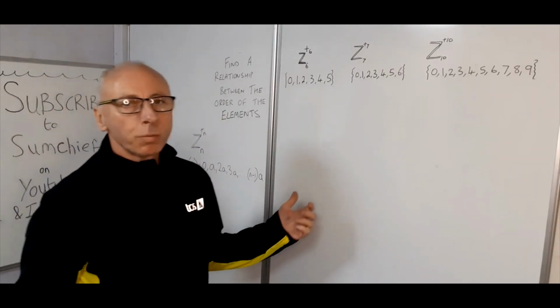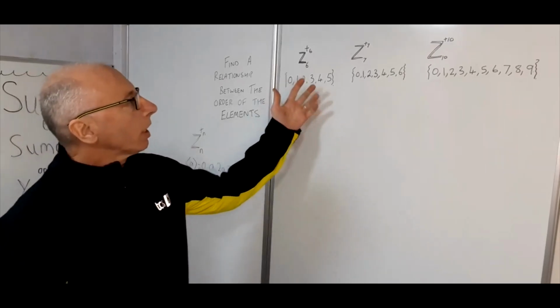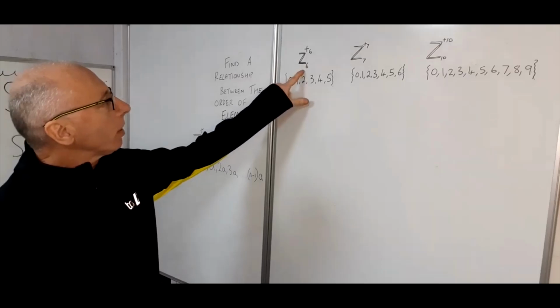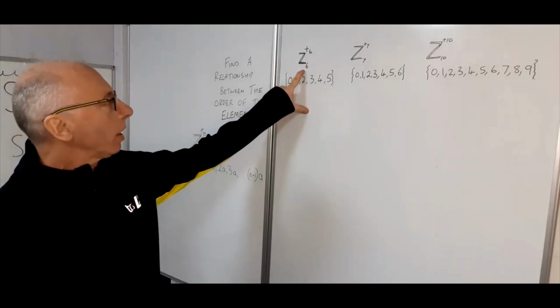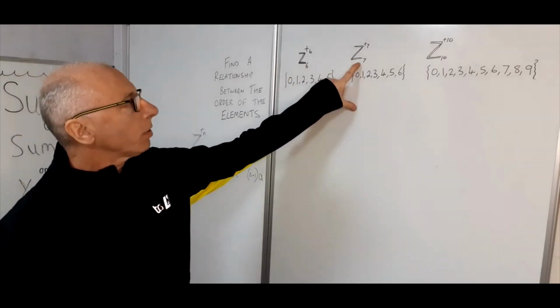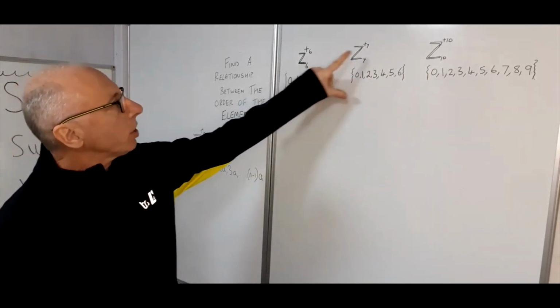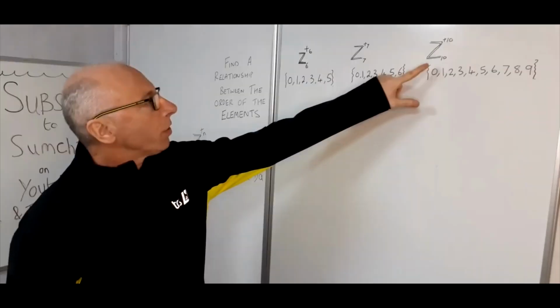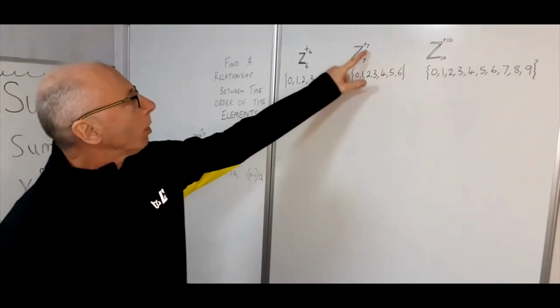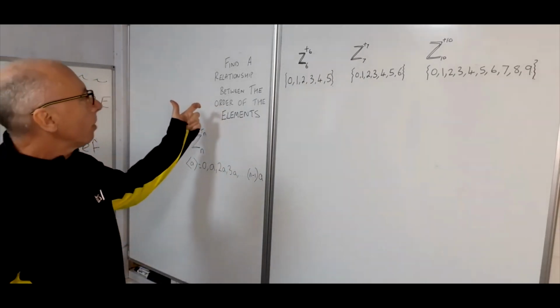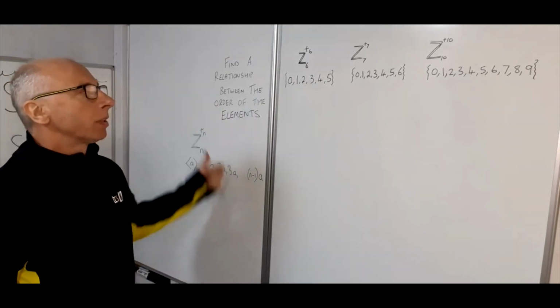Okay, so we're going to do some group theory. We're going to look in particular at these three groups, and each group is the integers 0 to 5, 0 to 6 and 0 to 9. Each one is under addition, modulus the number of integers, so modulus 10, modulus 7, modulus 6. What we're going to do is see if there's a relationship between the order of the elements.